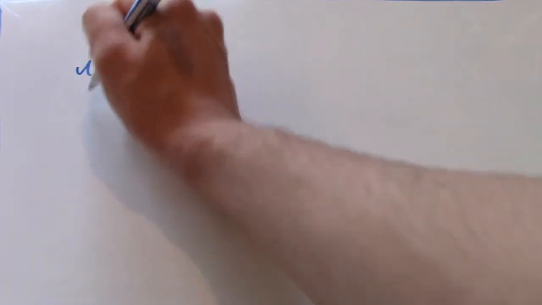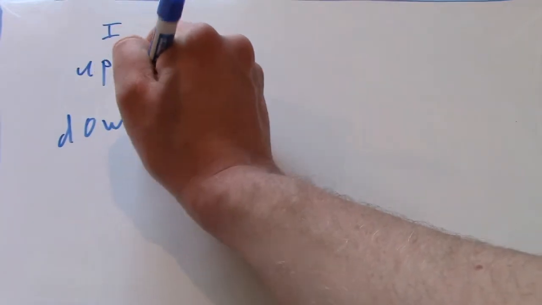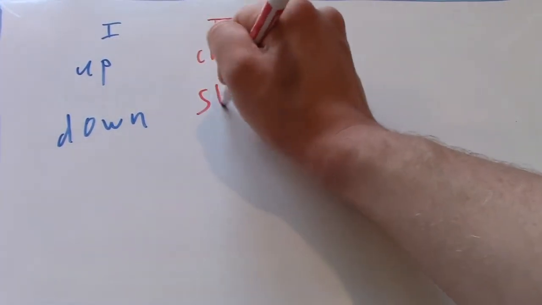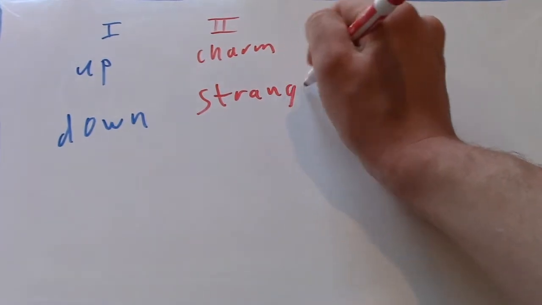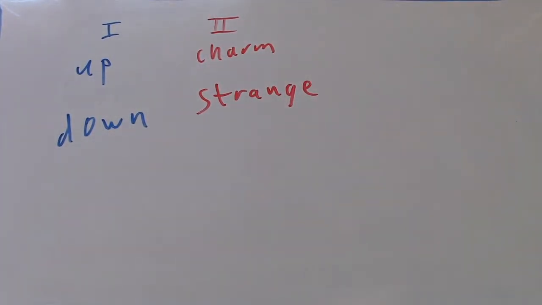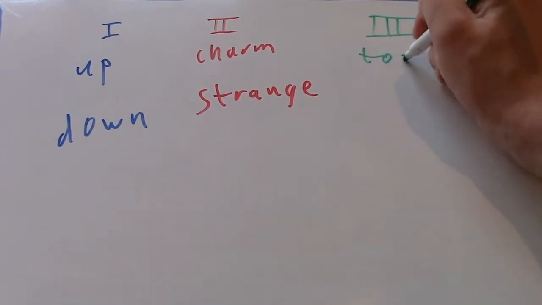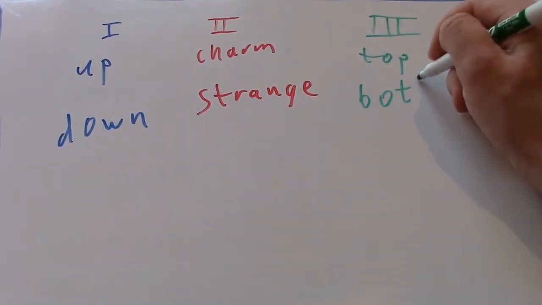For the first generation, we have the up quark and the down quark. For the second generation, we have the charm quark and the strange quark. And for the third generation, we have the top quark and the bottom quark.